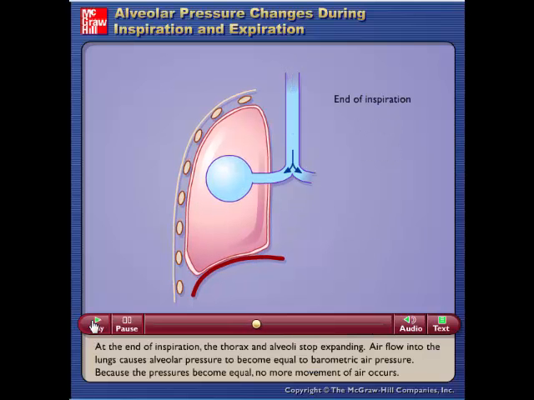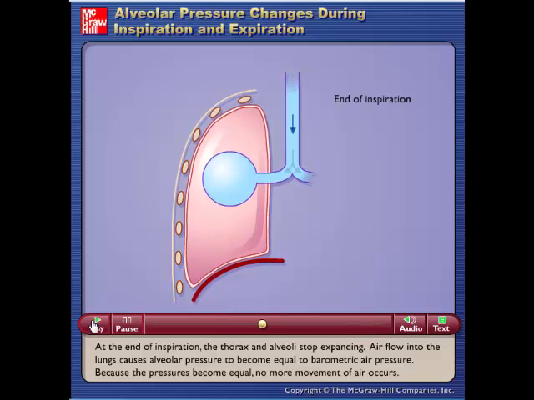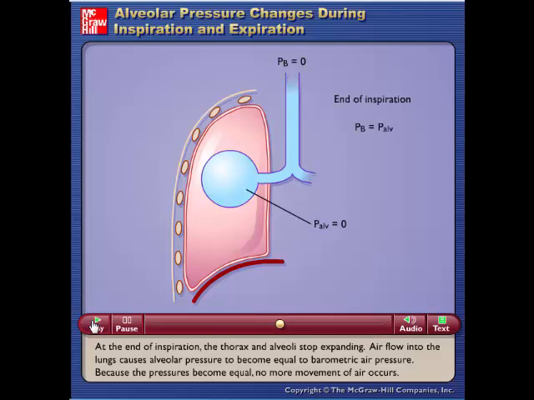At the end of inspiration, the thorax and alveoli stop expanding. Airflow into the lungs causes alveolar pressure to become equal to barometric air pressure. Because the pressures become equal, no more movement of air occurs.